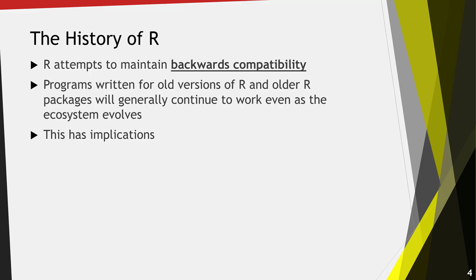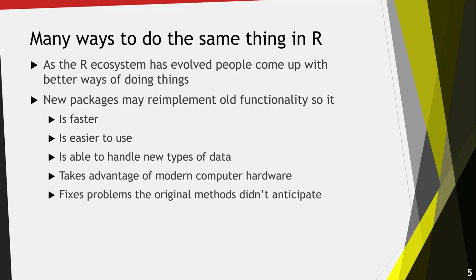Throughout its history, R has attempted to maintain backwards compatibility. And what this means is programs written for old versions of R and older R packages will generally continue to work even as the ecosystem and R itself evolves. But this has implications. As the R ecosystem has evolved, people come up with new and better ways of doing things. New packages might be released that re-implement old functionality, so it's faster, easier to use. It can handle new types of data. It takes advantage of modern computer hardware. Or maybe it fixes problems that original versions of the package didn't anticipate coming up down the road.